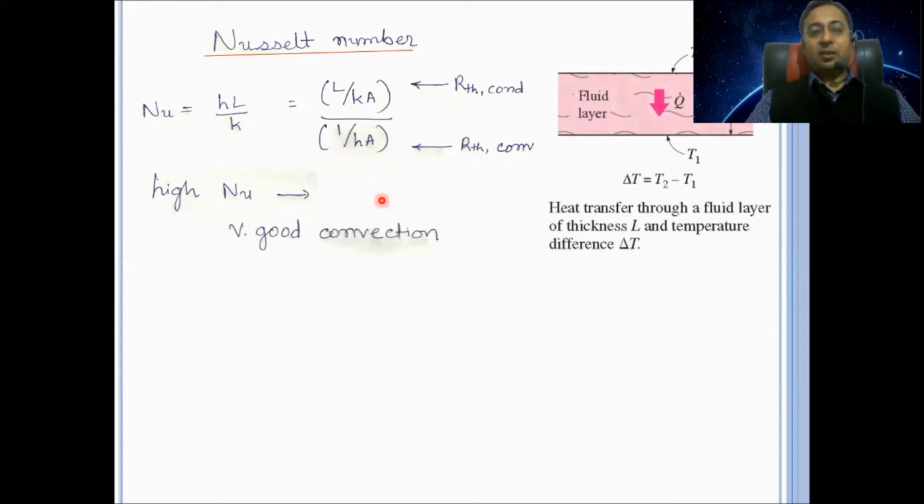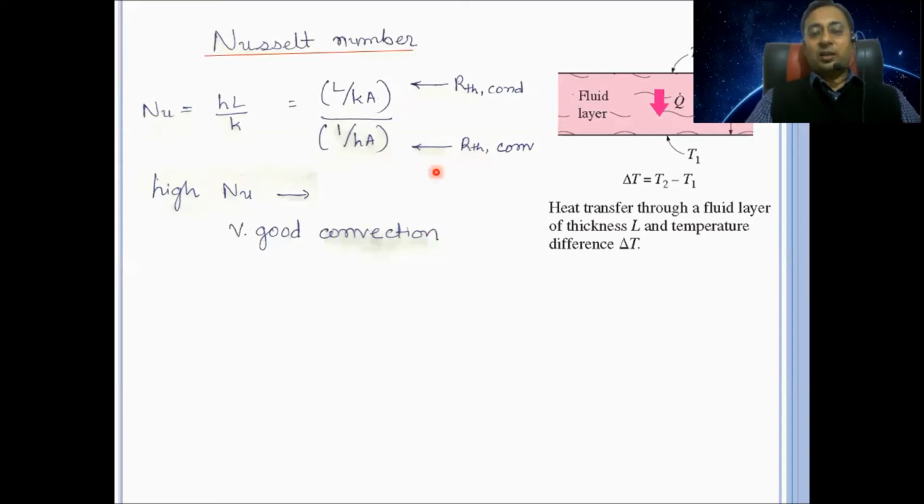Again I am repeating, why if Nusselt number is high, then heat is transferred through the convection? Because if Nusselt number is high, the conduction resistance is high, means less heat transfer by conduction, and the convection resistance is low, means high heat transfer by the convection.